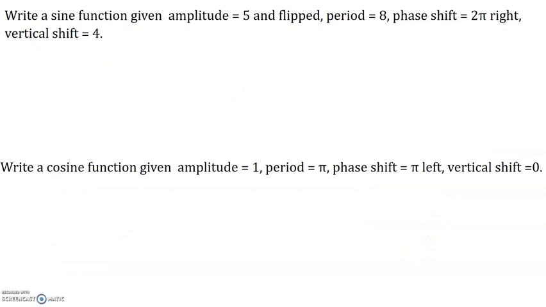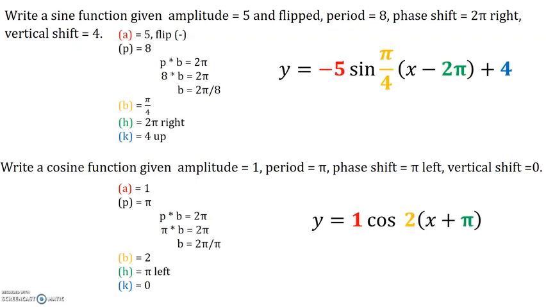So now you give it a shot. Write a sine function given the amplitude is 5, it's flipped, the period is 8, the phase shift is 2 pi to the right, the vertical shift is 4. And then write a cosine function given the amplitude is 1, the period is pi, phase shift is pi to the left, and the vertical shift is 0. So give that a shot now, and then check back on the next slide. So hopefully this is what you got here. If you need to, pause it so you can get it down, and then if you have questions, please let me know on this one.